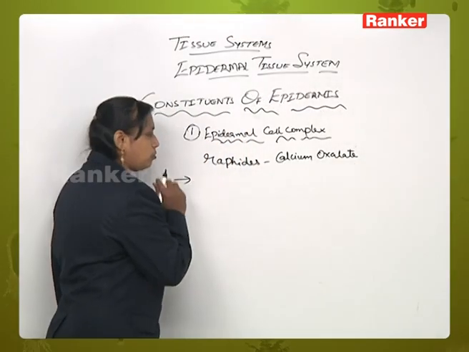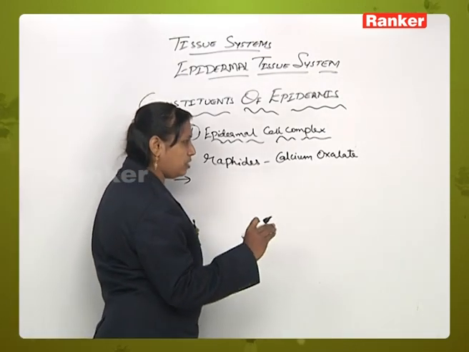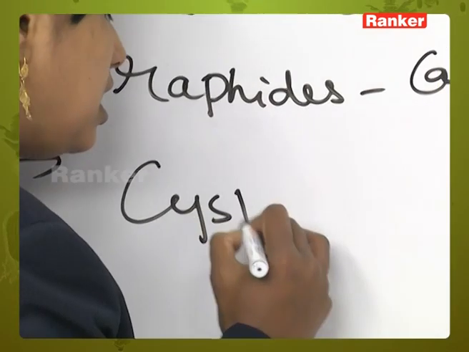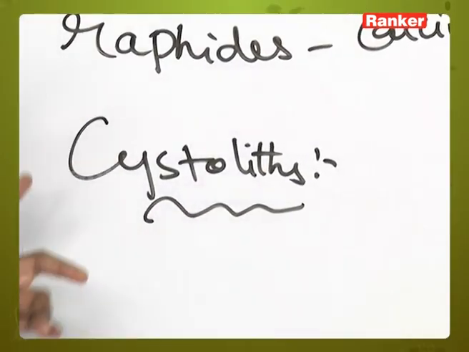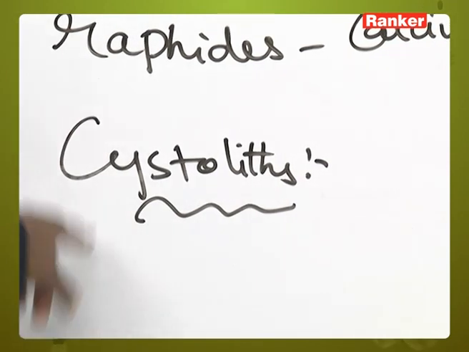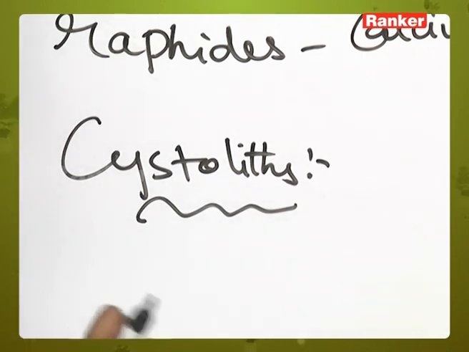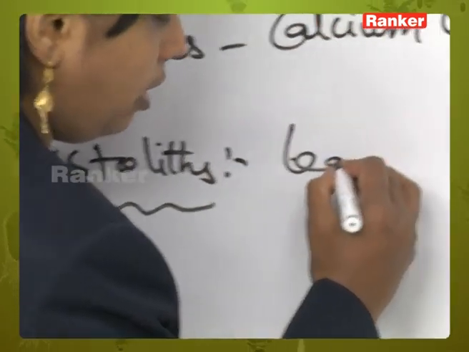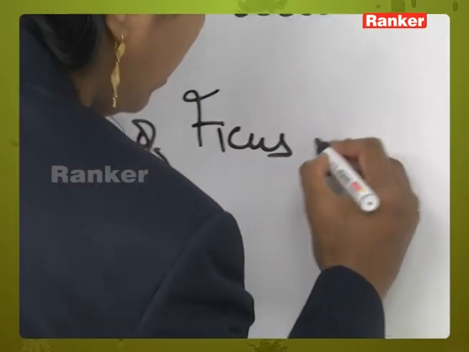In addition, one more special type of epidermal cell complex or special epidermal tissue cell is present. Those are called cystoliths. Now, what are cystoliths in special epidermal cells under the epidermal cell complex? One more is there, that is called cystoliths. For cystolith, the example we can take is the leaves of Ficus elastica.